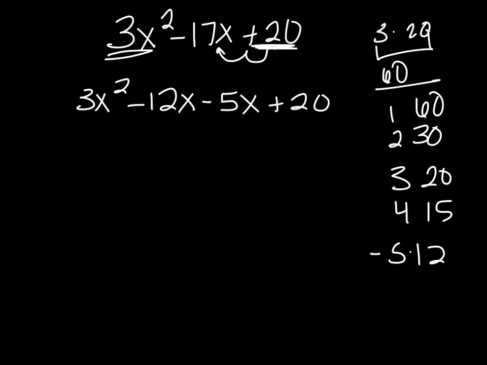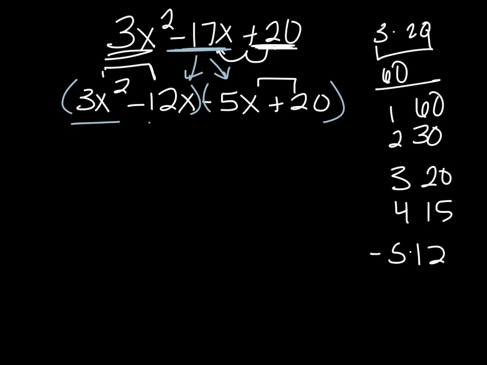And I like to put them in an order where I know that this factor has a relation with that and this one has a relation with that. So what we really did here is we took negative 17 and turned them into these two factors. So now I'm going to group them and factor by grouping.